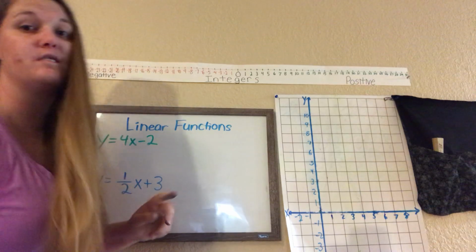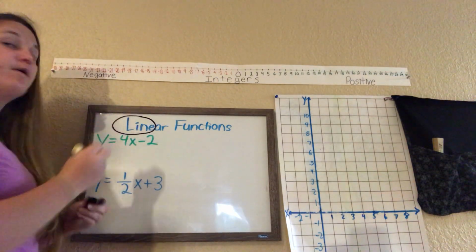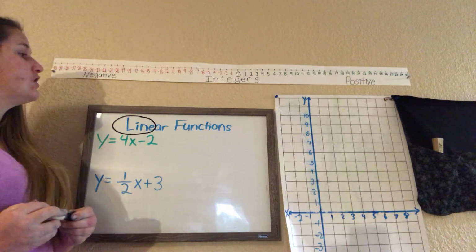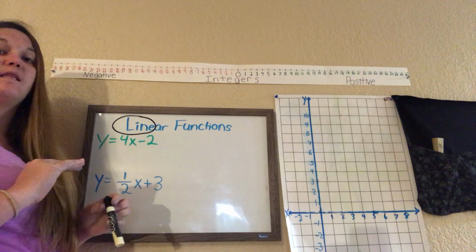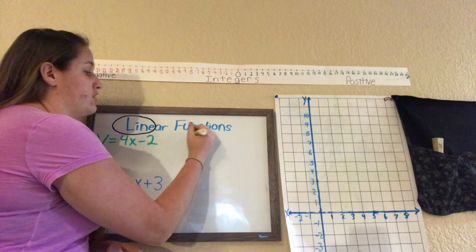First of all, what is this weird word linear? All right, notice it has the word line in it. So we're going to be looking for a function that forms a straight line. Okay, so that is our first criteria.